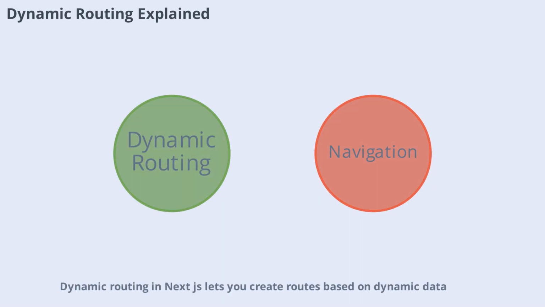Dynamic routing in Next.js lets you create routes based on dynamic data. Using file-based routing, Next.js automatically maps files in the pages directory to corresponding routes. Dynamic routes are defined using brackets and file names, such as [id].js, which are matched to URL parameters. This feature is especially useful for applications with user-generated content or variable data structures, making it easy to build flexible and scalable navigation systems.